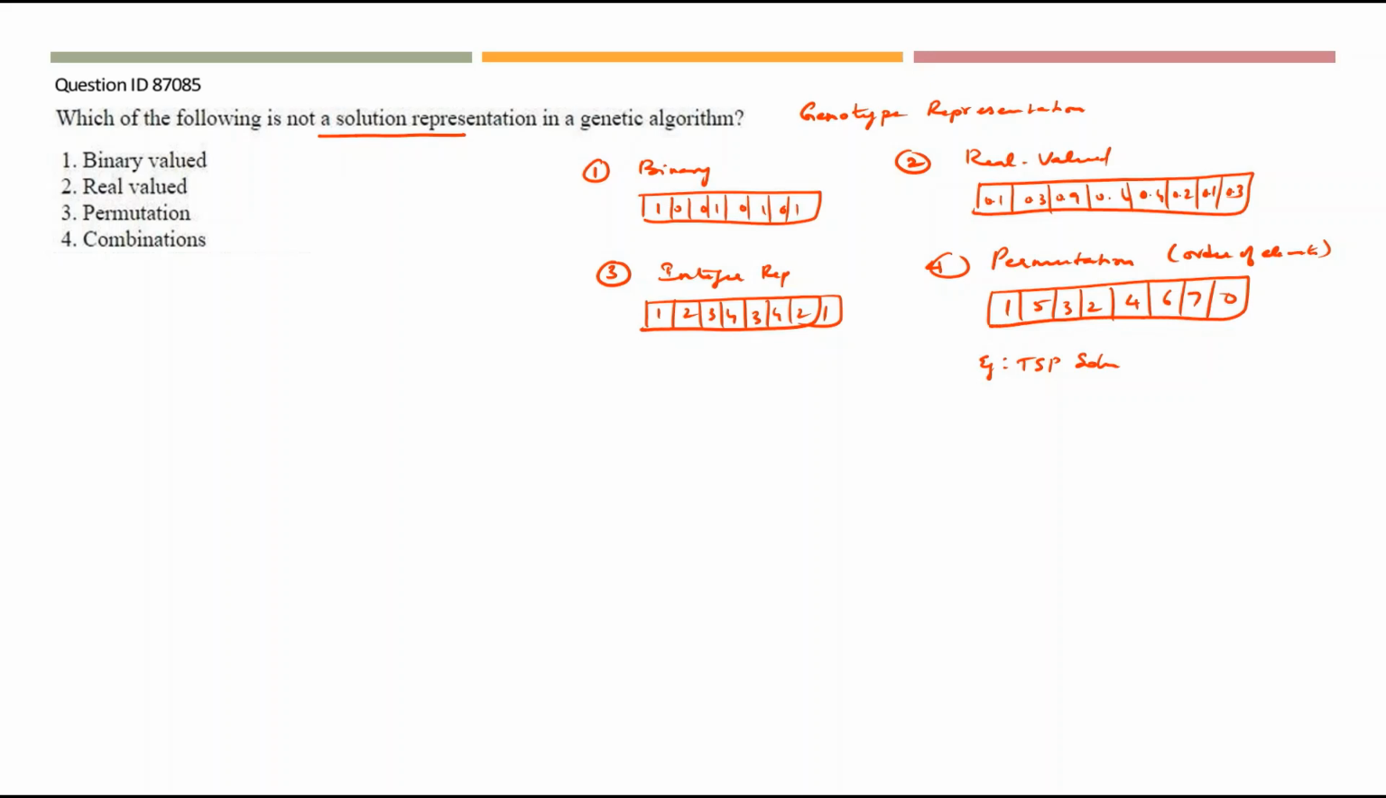So these are the 4 representations. Let's check the options. Binary valued is there, real valued is there, permutation is also there. There is no representation called combinations representation. So option number 4 will be the right answer.